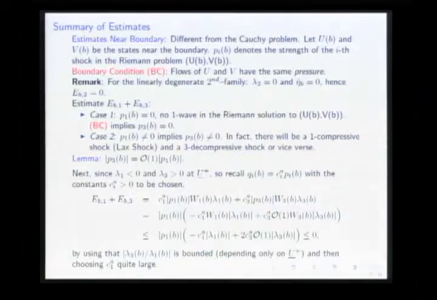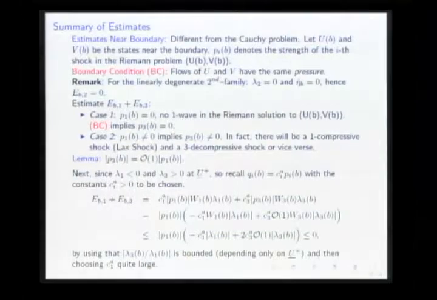So for the linearly degenerate case, the second family, we know that the eigenvalue is 0. Furthermore, since the eta axis is flat, its derivative is 0, so EB2 is clearly 0. Now to estimate EB1 and EB3, we note that in the first case, if P1 vanishes, then P3 vanishes also by the boundary condition, because the pressure must remain the same across the contact discontinuity, which is of the second family. In the second case, we look at when P1 is non-zero. This implies that P3 will not vanish. So in fact, there will be one compressive shock or a three compressive shock or vice versa.